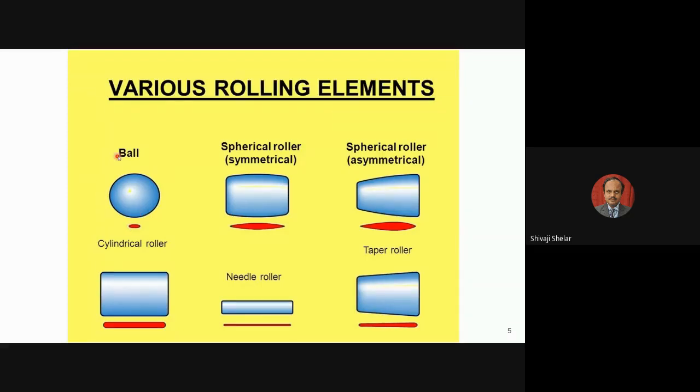Mostly you are familiar with the ball and cylindrical types. Very rarely you may have seen needle rollers, and these are for special applications. The spherical rollers or asymmetrical spherical rollers are very important from the perspective of the self-alignment principle. When you have visited any automobile care center, there is a wheel balancing concept. Mostly the wheel balancing is carried out with the help of proper usage of bearings.